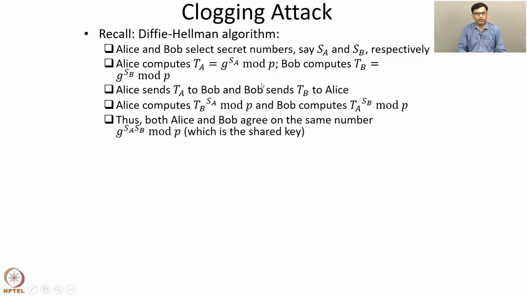Then Alice computes TA equals g to the power SA mod p, which is the corresponding public key, and Bob computes TB equals g to the power SB mod p, which is the corresponding public key of Bob. Then Alice sends her public key TA to Bob, and Bob sends his public key TB to Alice. Then Alice computes TB to the power SA mod p, and Bob computes TA to the power SB mod p. During our discussion of the Diffie-Hellman algorithm, we showed that these are equal, and each is equal to g to the power SASB mod p, and this is the shared key. So via this scheme, Alice and Bob agree on the same number g to the power SASB mod p, which is the shared key.